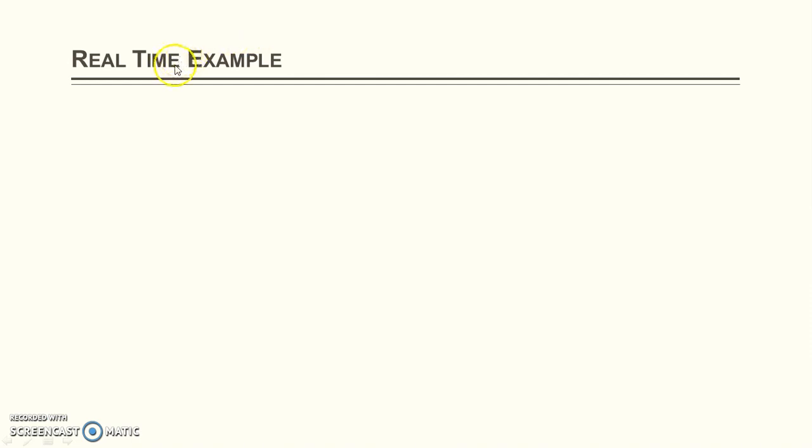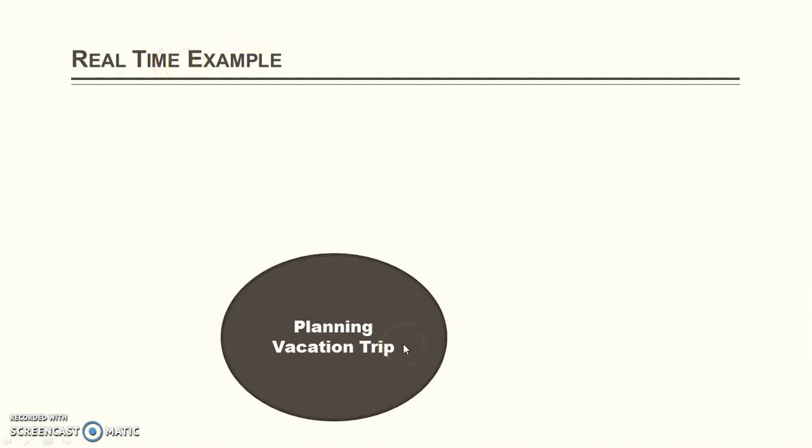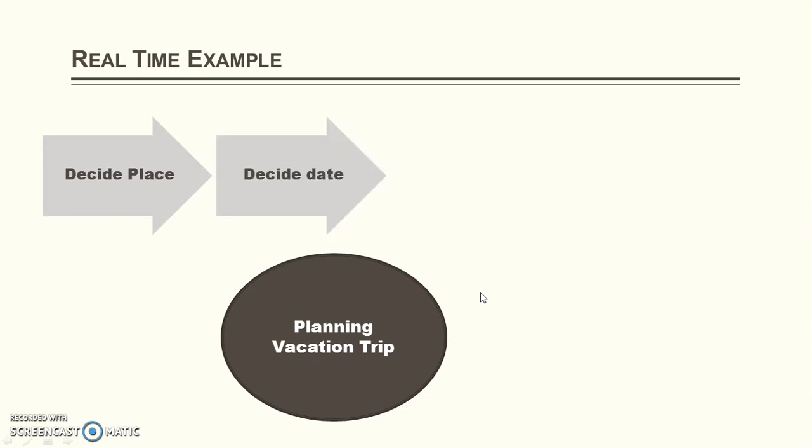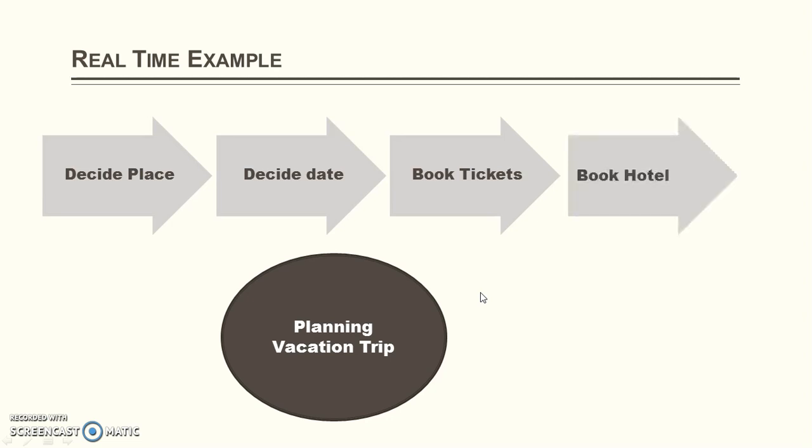Before starting, let's take one real-time example. Suppose you want to plan a vacation trip. So you have to follow some steps, like first you have to decide the place, then you will decide the date, then you have to book the tickets of the flight as well as train. This sequence of the steps we can say is the algorithm.